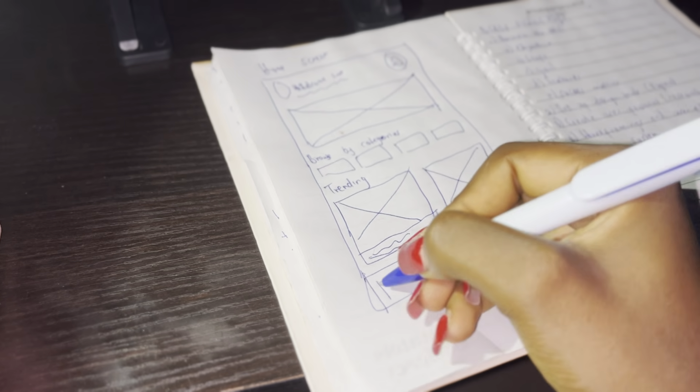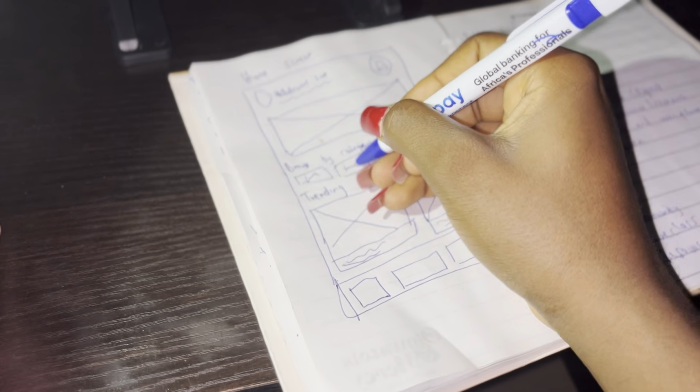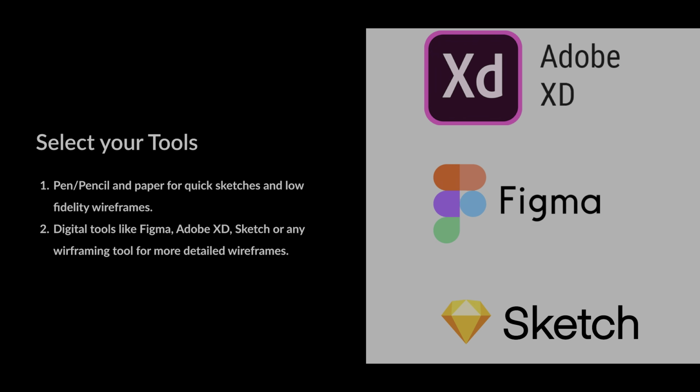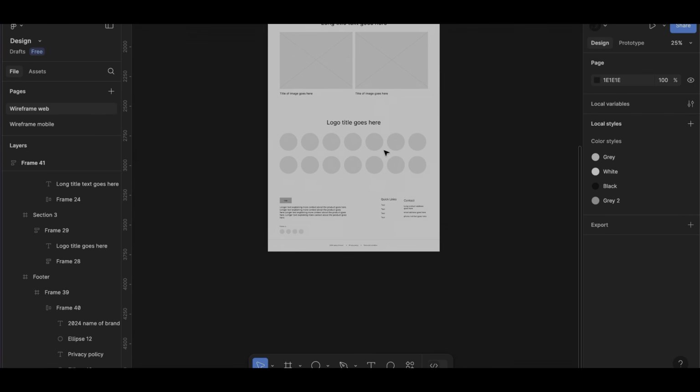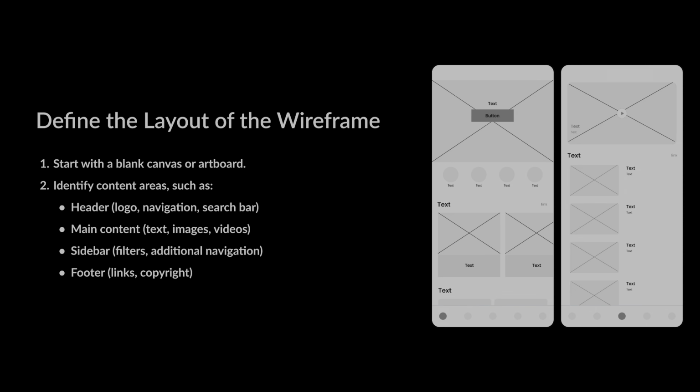The next thing you need to know is your tools. You select your tools. So you can use pen and paper or pencil and paper. You can also use digital design tools such as Figma, Adobe XD, Sketch, or any wireframing tools for more detailed wireframes.